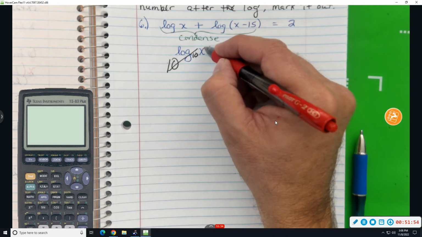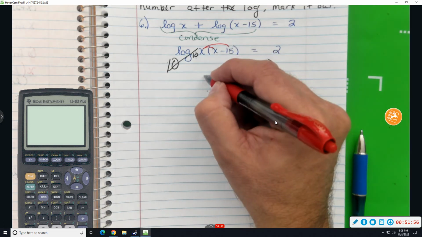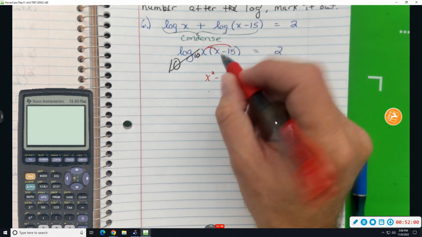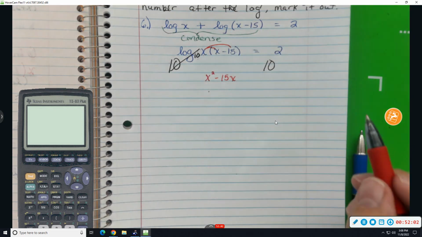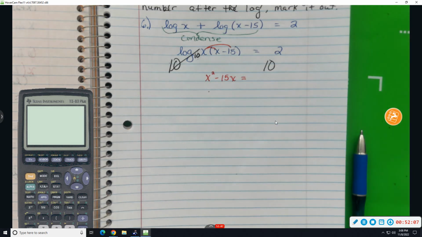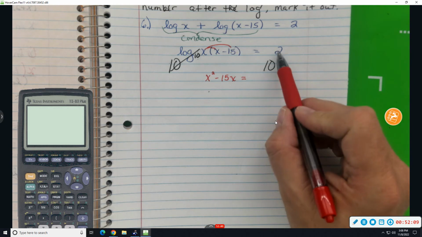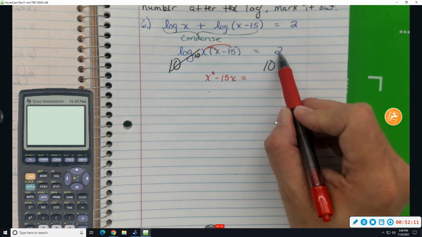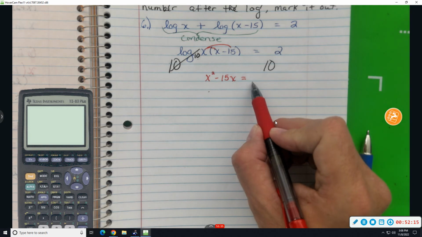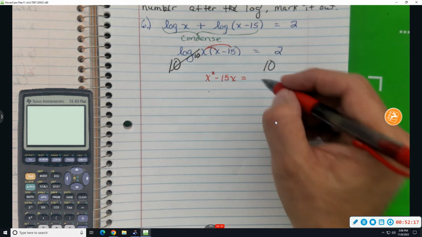And on the left we have x squared minus 15x. See, I have to distribute that x. Equals, don't say 20. This is a 10 squared. What would that be? What number are we going to have over here on the right-hand side? 10 squared, 100.